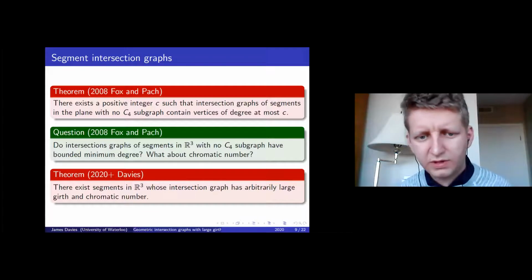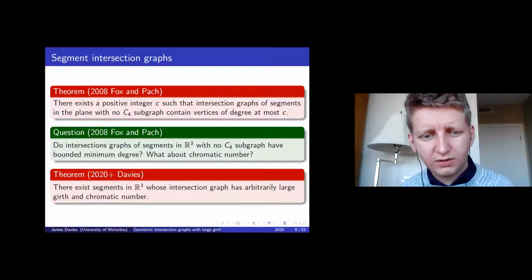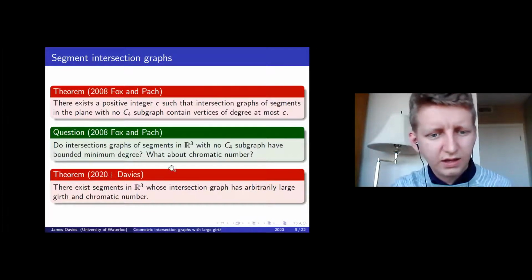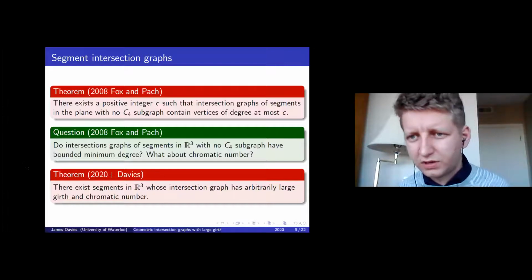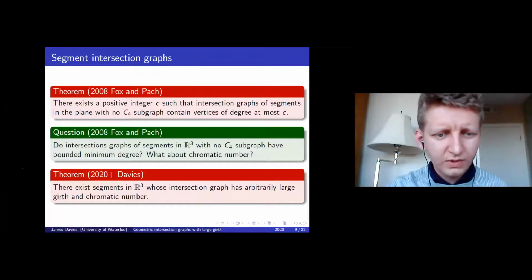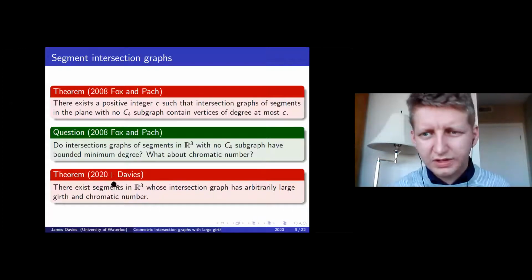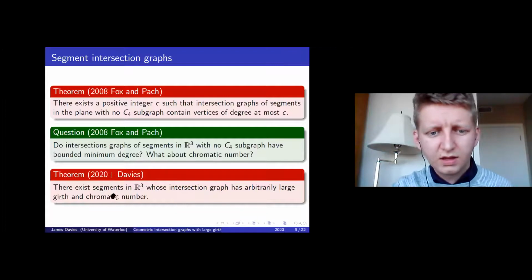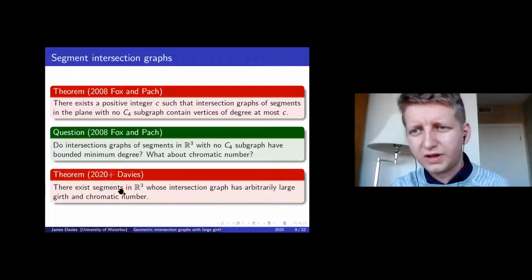So here as well, we give a negative answer to this. And so, just like with boxes, there are segments in free space whose intersection graph has arbitrarily large girth and chromatic number. And actually, mostly just because it's convenient for the proof, we do this for a subclass of full lines in free space.